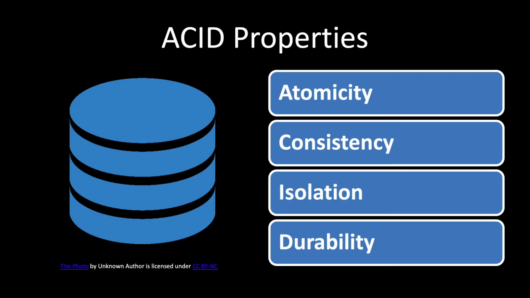ACID is an acronym for four words: atomicity, consistency, isolation, and durability. The first letters of these stand for ACID. These are mainly around the database transactions that we do in a relational database, and that is what is expected of a transaction in an ideal case. So let's go on to understand each of these items one by one.